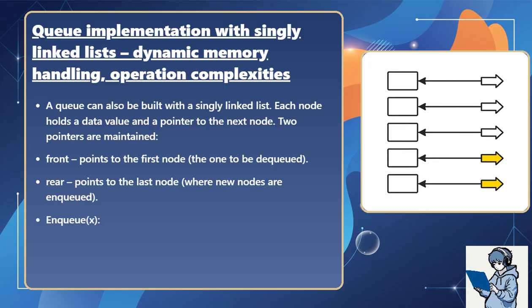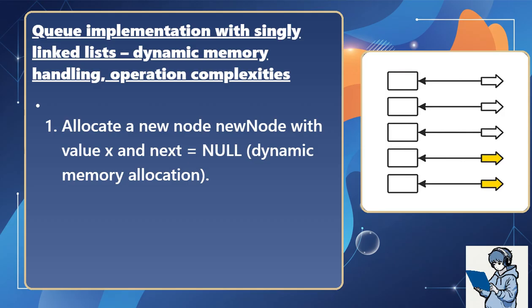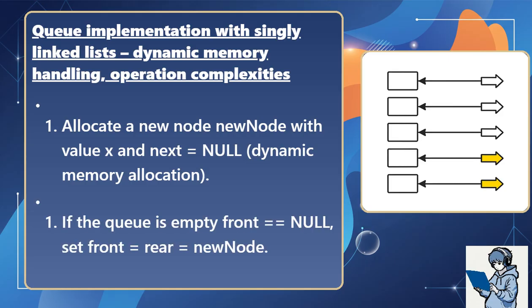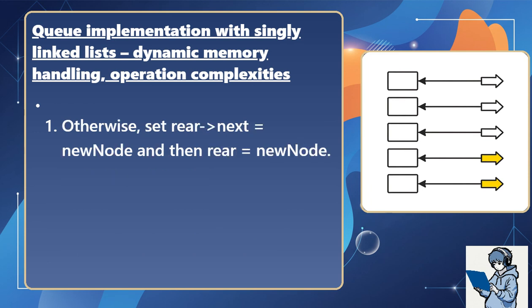In enqueue, Step 1, allocate a new node with value x and next equal to null, using dynamic memory allocation. Step 2, if the queue is empty, front equals null, set front equals rear equals the new node. Step 3, otherwise set rear next equals the new node, and then rear equals the new node.